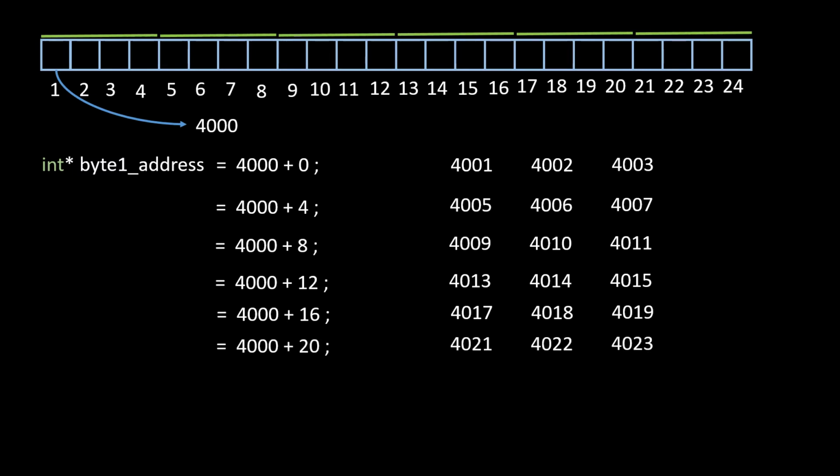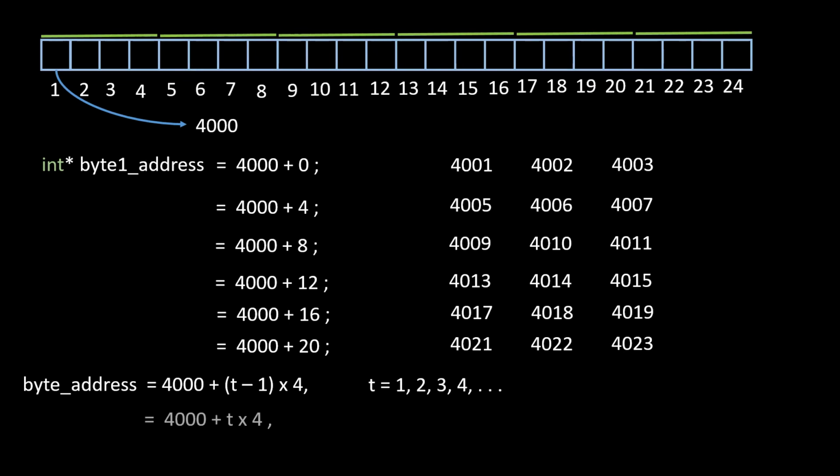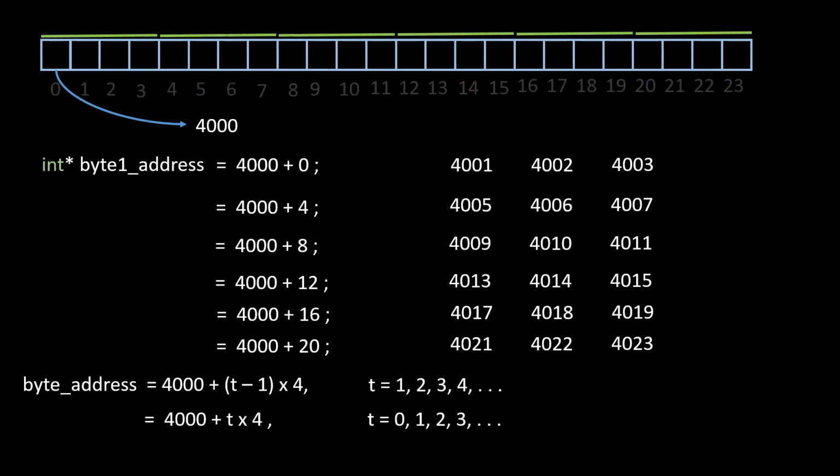And now we can write the expression to get the address of the first byte of the element at an index t. Now we can also transform this expression to a simple one, starting t with 0. And this is the reason why the array indexing is based on 0. We can also treat the memory as a byte array. And now let's change the indexing of this byte array starting with 0.